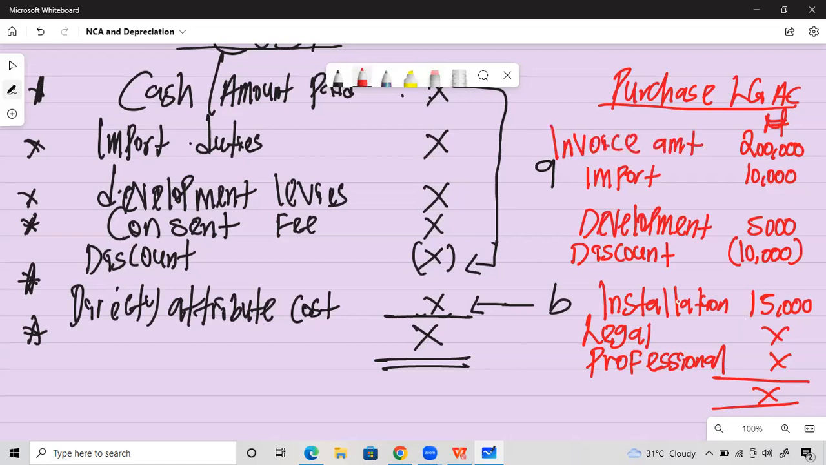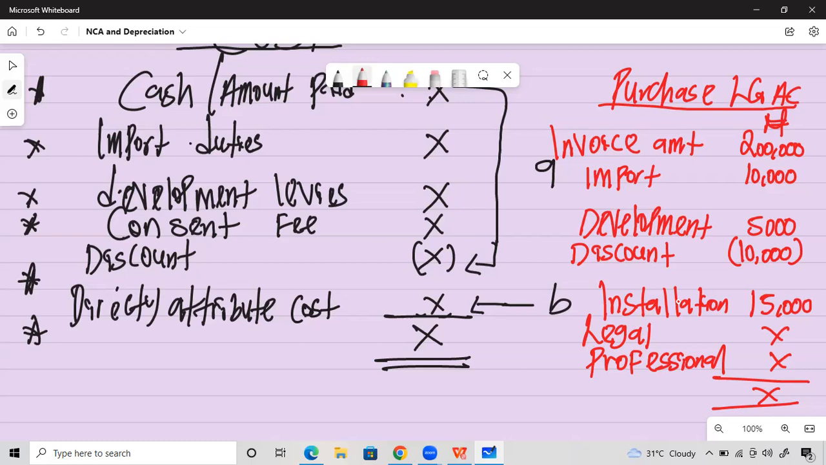And there was a discount of what? There was a discount of 10,000 naira. So net of the discount, we are paying 190,000. So that is what I pay to the vendor. So any other cost, don't forget, what you pay the vendor, net of the discount, is 190,000.